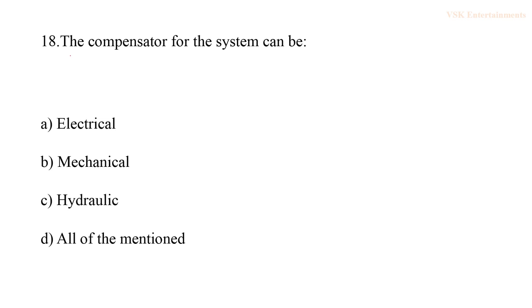Coming to next one, the compensator for the system can be, options are electrical, mechanical, hydraulic and all of the above. Here compensator is nothing but a circuit which compensates the output signal. We are having different types of compensating circuits: electrical compensators, mechanical compensators, hydraulic compensators. But in all practical applications we are going to use the electrical compensators. So the option for this bit is all of the above. That is option D is the right answer for this bit.